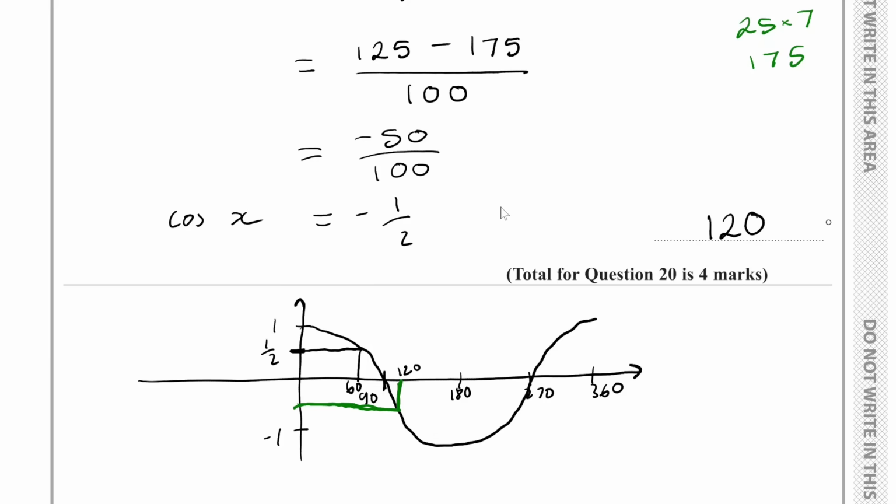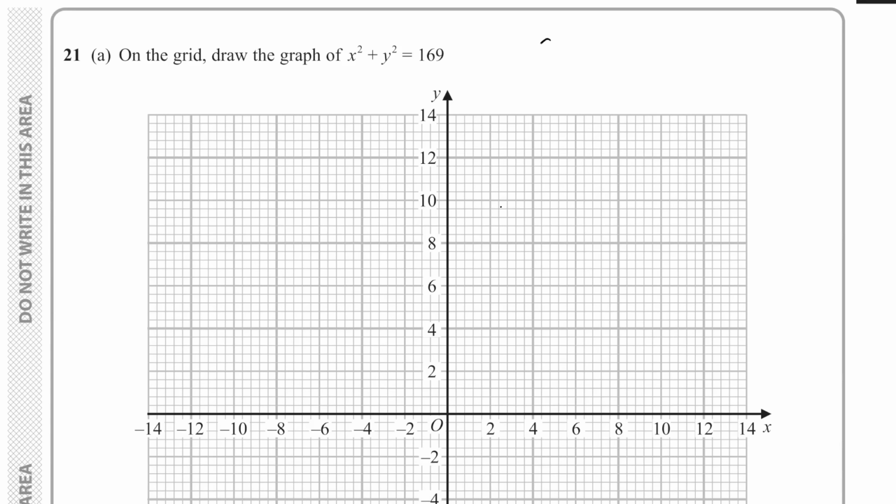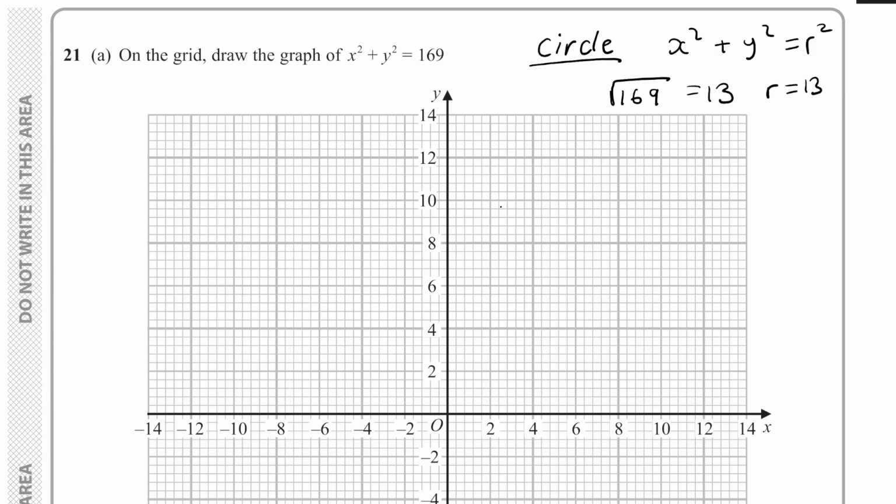Question 21. On the grid, draw the graph of x squared plus y squared equals 169. So we've got a circle, and a circle with the centre at 0, 0 is x squared plus y squared equals the radius squared. So the square root of 169 is 13. So the radius is 13.